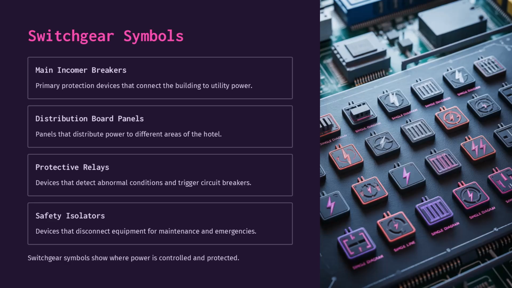These symbols represent control and protection points across the system. Understanding them ensures that technicians can isolate faults and maintain safety. Misinterpreting these symbols can create serious risks. Switchgear symbols provide confidence that power flow is safe and manageable. They are essential for anyone working with hotel electrical systems.